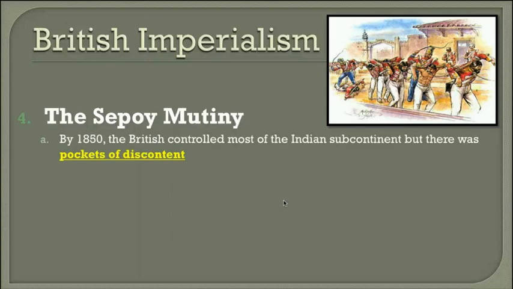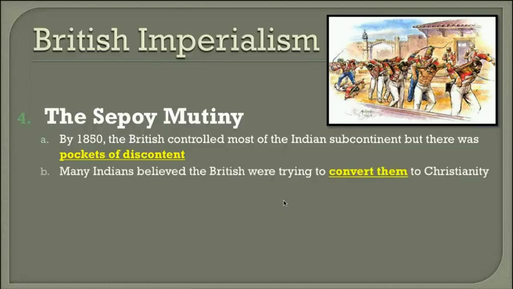By 1850, the British had controlled most of the Indian subcontinent, but there were pockets of discontent. You have to understand, just because one group controls another group doesn't mean that the subjugated group is happy about it. And we've seen that countless times in history. So there's definitely people in India who are not happy about British rule.